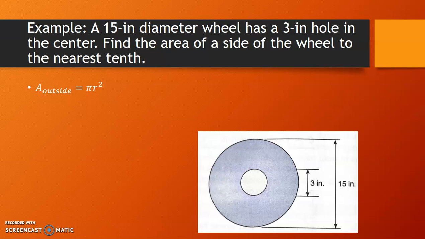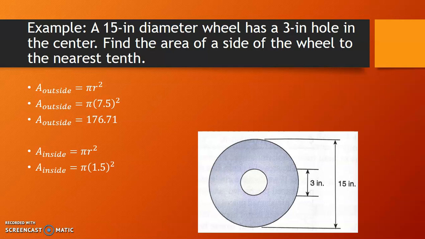And so we're going to use that equation pi r squared. So we're going to take pi times 7 1/2 squared. Now 7 1/2 came from me taking 15 divided by 2. Again, you want to make sure that you're using radius and not the diameter. So that comes out to be 176.71 if I round it. Now if I want to find the area of the inside circle, so that would be the circle with a diameter of 3 inches, again, I'm going to have to take 3 divided by 2, so I'm going to do pi times 1 1/2 squared, and that comes out to be 7.07.